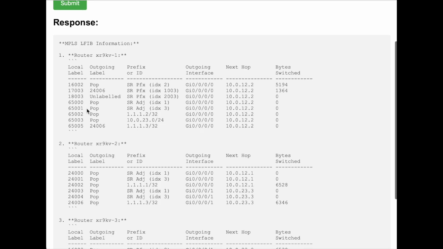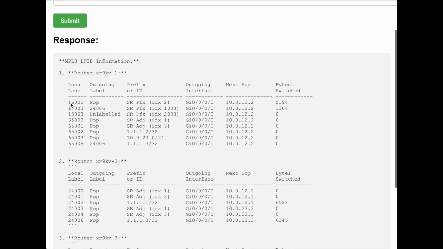Okay. So router 1 is using a pop label towards router 2. Towards router 3 it is using 24006, and both of these belong to router 3. Okay.